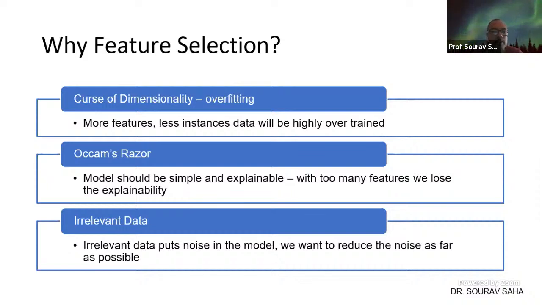And what Occam's razor says is that your model should be simple and explainable. With too many features, the explainability of the model gets lost. And if you have a lot of irrelevant data, it will put noise in the model, and we want to reduce this noise as far as possible.